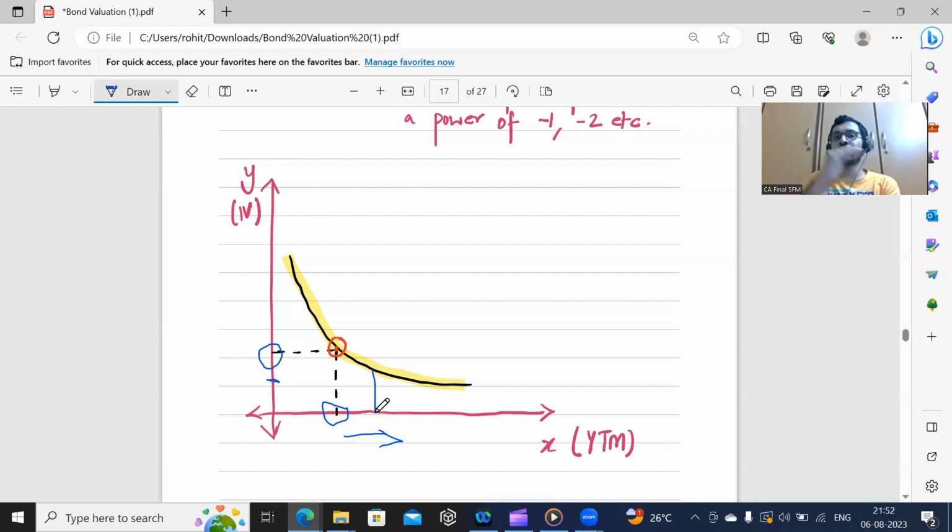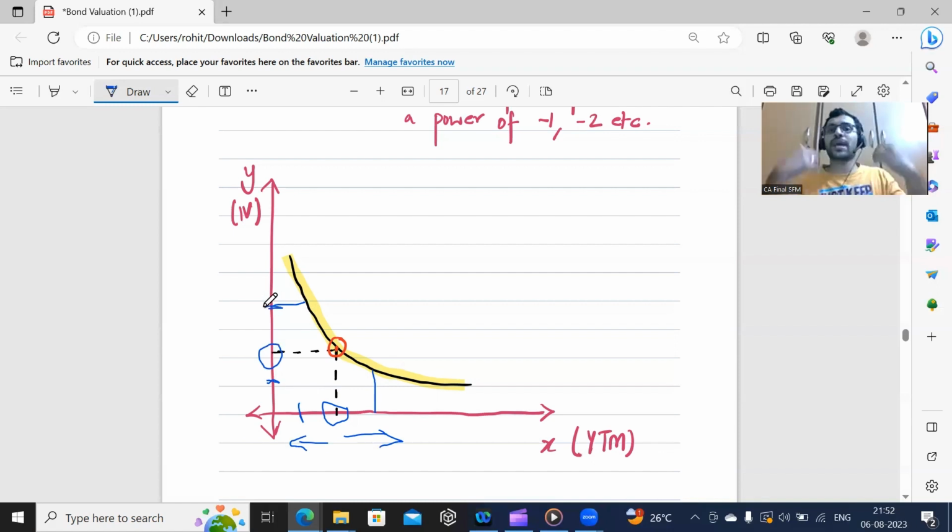So if you move further to the right on the x-axis, on the y-axis your bond price is falling. Similarly, if you move to the left on the x-axis, then your bond price is rising. All right, your bond price is rising from your current value to this particular value.